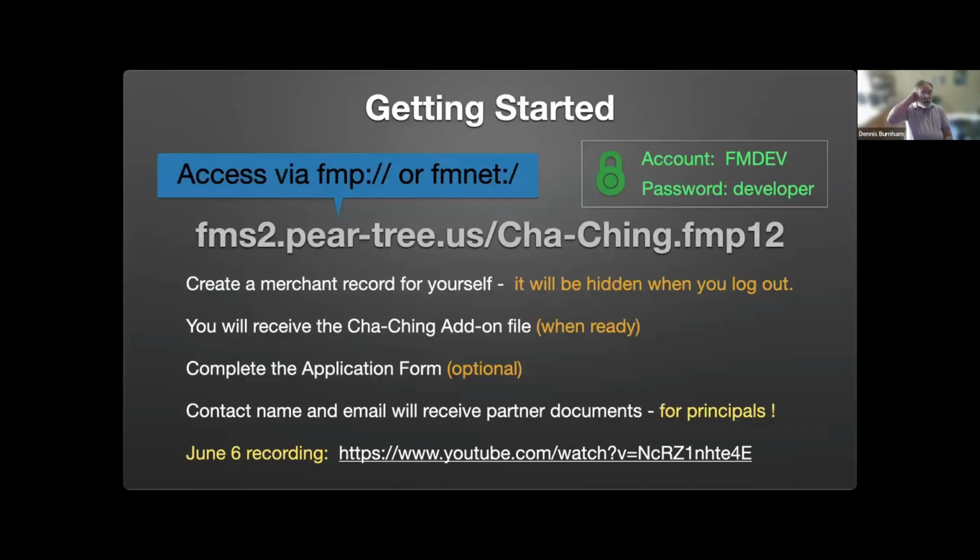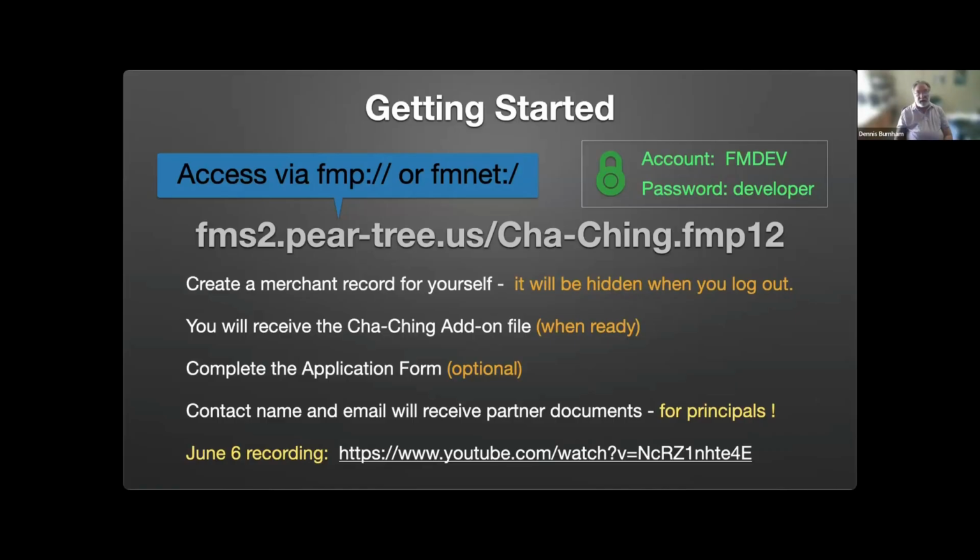To get started, the Cha-Ching app is available on my FileMaker server, which is shown to you here if you want to make a note of that. You'll log in with the account FMDEV, and the password is the word developer, and you'll be able to create a merchant record for yourself. And as soon as you log out, it's hidden from view for whoever's the next person logging in.